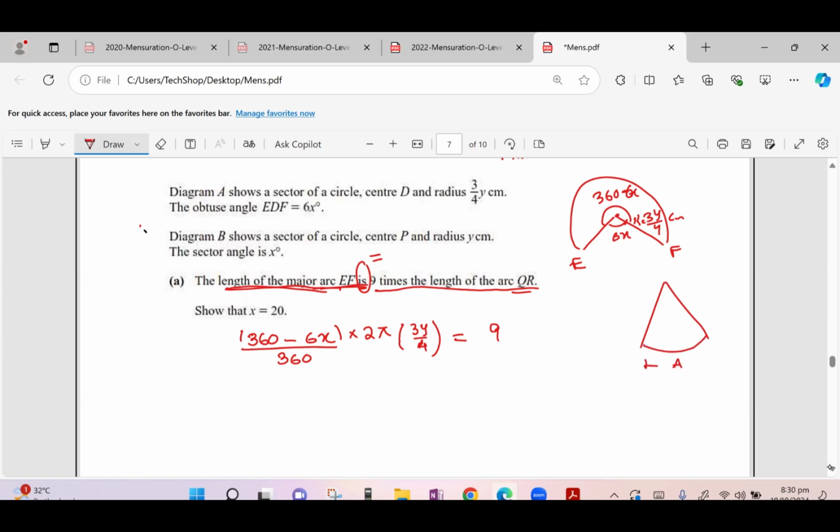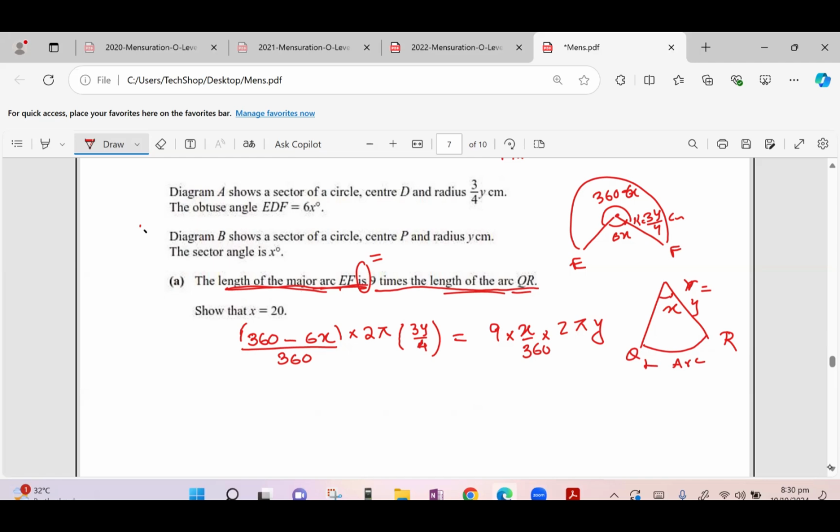This is the arc QR. The angle was x and the radius was y. So I am going to write 9 times the length of arc. Length of arc means what? 9 times x over 360 times 2 pi y, because y is the radius. All right? Any confusion?